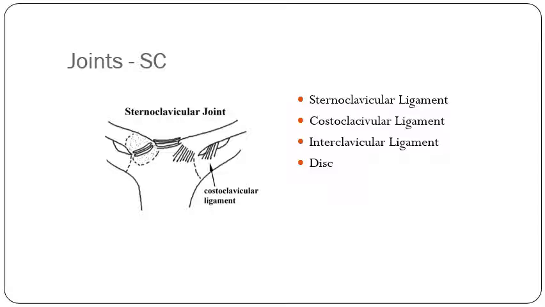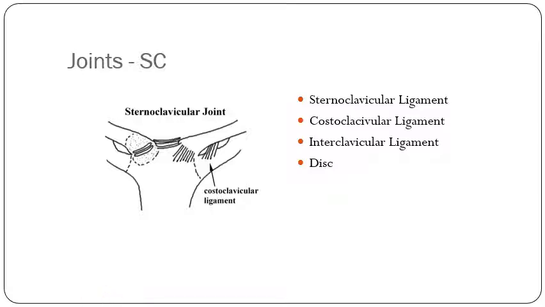So again, looking at the structures and the different joints, we have the SC joint, the sternoclavicular joint, you have the costoclavicular and interclavicular ligaments. Again, you think about the names and where they attach. So the sternoclavicular ligament would be here. The costoclavicular ligament, you can see here. So costo refers to the ribs. So that ligament also supports it, and then you have the interclavicular ligament, which would just attach the two clavicles together. There's also a little disc at the sternoclavicular joint that adds to the stability of the joint. The sternoclavicular joint's a very stable joint.